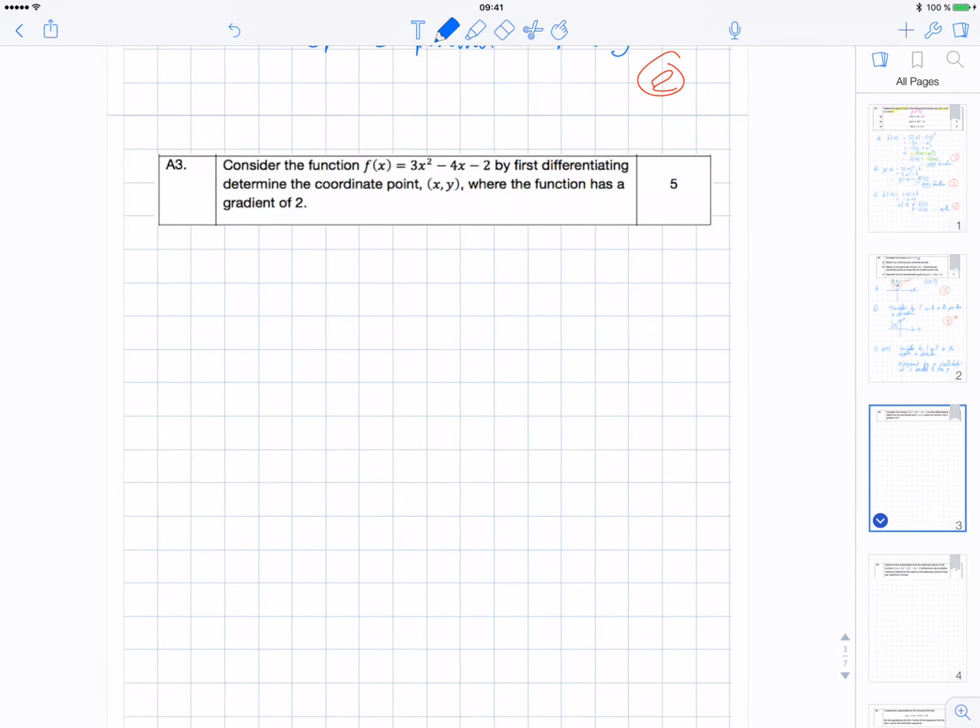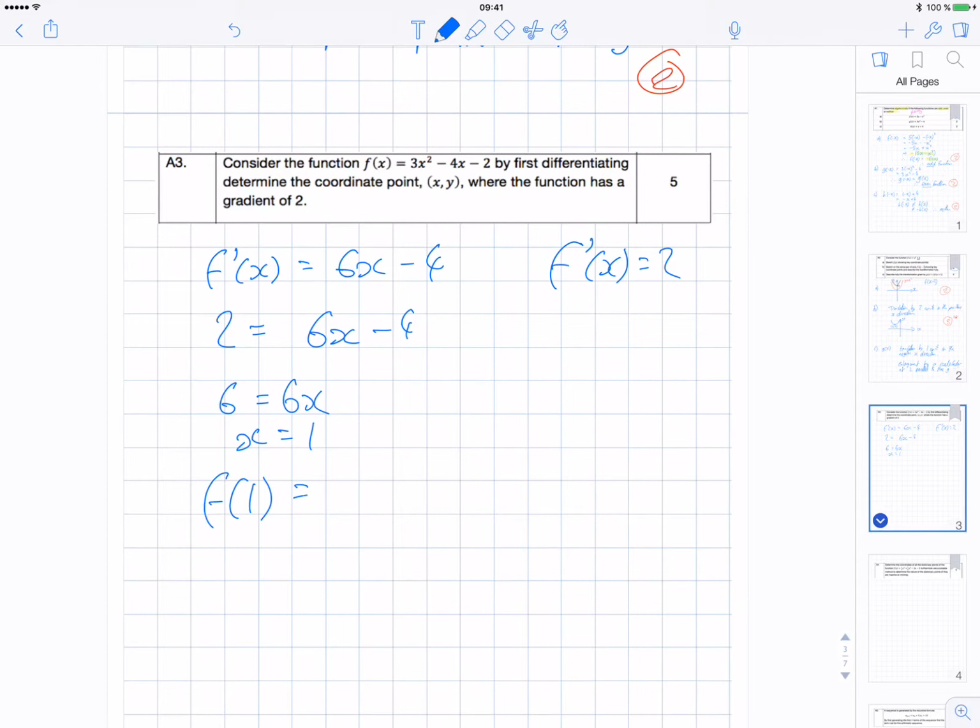A3, consider the function 3x squared minus 4x minus 2, but first determine the coordinate point x, y where the function has a gradient of 2. So I differentiate it. That's what I'm looking at. Then I'm going to allow the gradient to equal 2. You could write that this has to equal 2, and I'm going to solve it. So add 4 to both sides. I get 6 is equal to 6x. Divide both by 6, so I get x is equal to 1. I substitute that back into f of x.